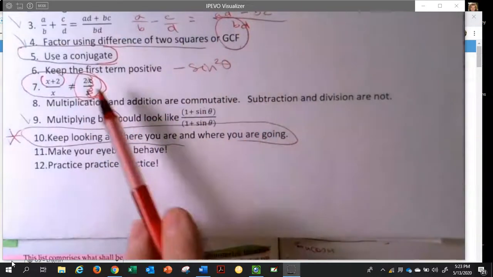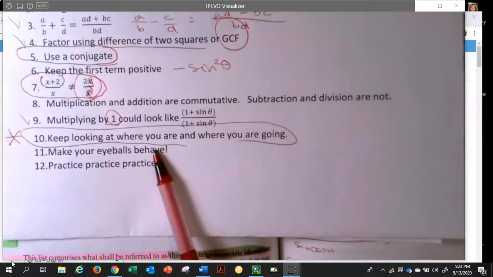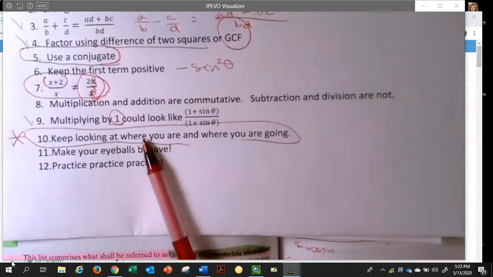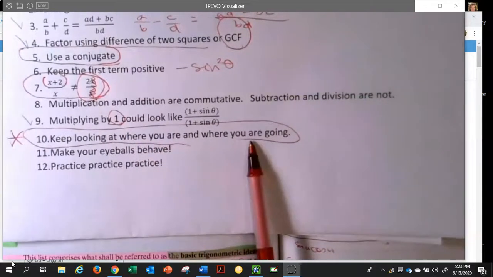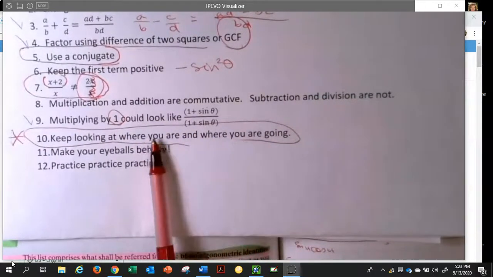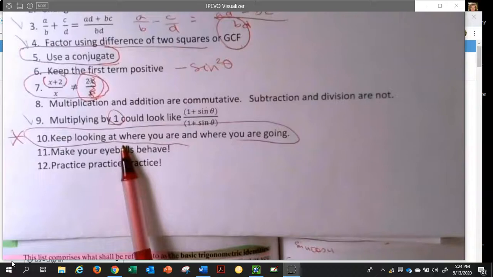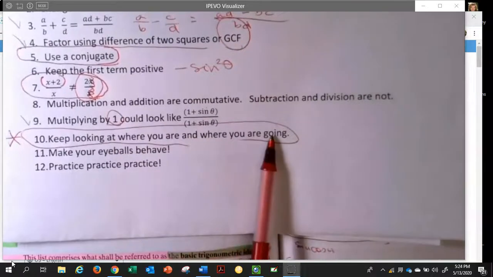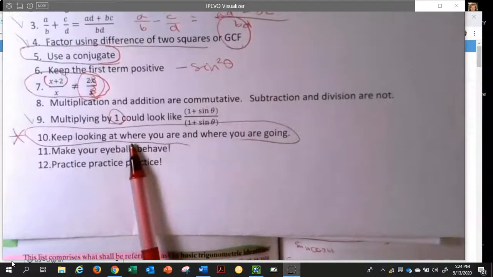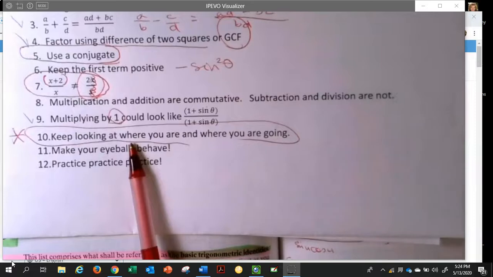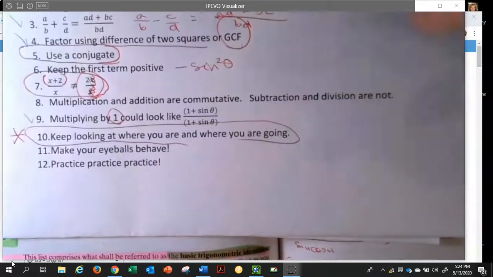Because if in all of this mess, if you'll just take a step back, look at where you are in this identity, where are you trying to go, it's amazing that your brain will go, oh, well look, I'm almost there. One more thing, done. So do keep in mind, keep looking where you are, where are you trying to go?